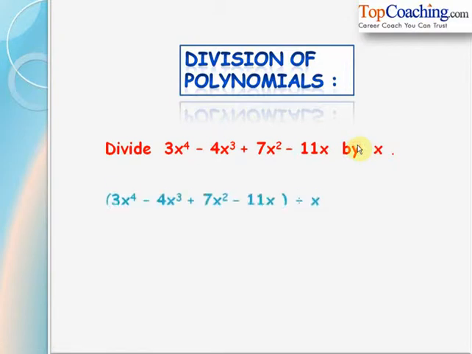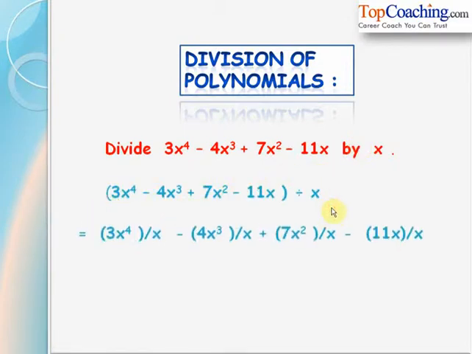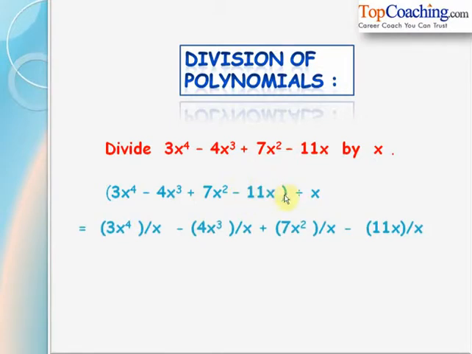So we have to divide this polynomial by x, and therefore we can write this as 3x to the power of 4 divided by x, minus 4x cube divided by x, plus 7x square divided by x, minus 11x divided by x. So what we do exactly is divide each of the individual terms by the divisor, which is x. Therefore we can further write this expression as this.